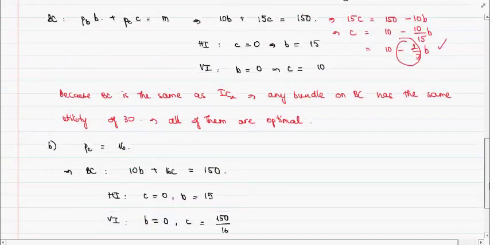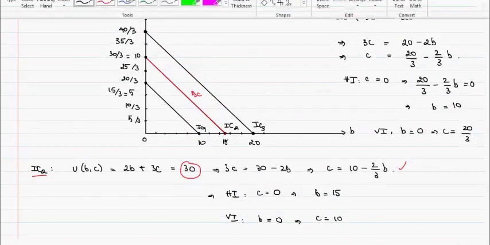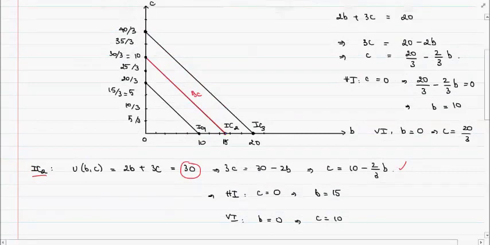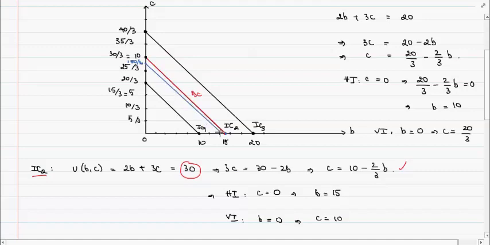In terms of the diagram, the horizontal intercept remains the same at 15. I'm going to use the blue color. The horizontal intercept remains here, however the vertical intercept is smaller than 10, so it would be somewhere here, for example. That is basically 150 divided by 16. If I connect these two points together, I get my new budget constraint under the increase in the price. This is my BC2.